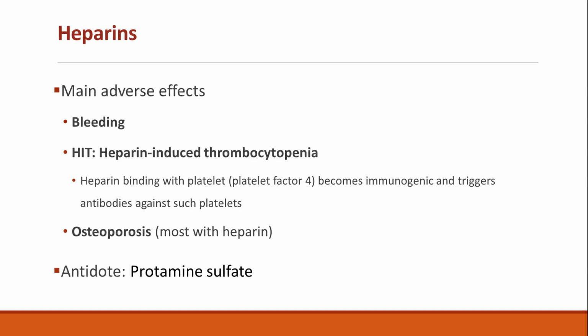A major complication is HIT, which paradoxically increases the risk of thrombosis despite low platelet counts. This is an immunologically produced adverse effect that occurs because heparin binds with platelet factor IV on the platelet surface and triggers immunoglobulin G synthesis against it.